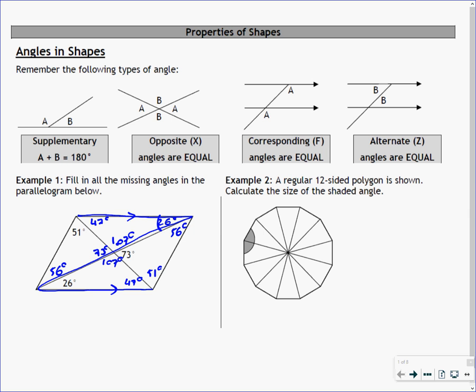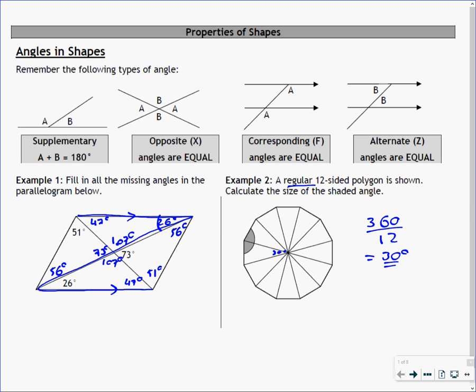Example 2, we have a regular 12-sided polygon. So if it's a regular shape, then all the sides are the exact same size. Calculate the size of the shaded angle. So remember, in a full turn, altogether we have 360 degrees. So it's 360 divided by 12. So that will give me the size of the angle in the middle of each triangle. So 360 divided by 12 gives me 30 degrees. So that means that in every single triangle, this angle here is going to be 30 degrees, and so on.